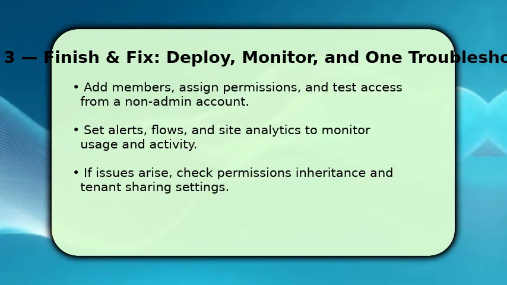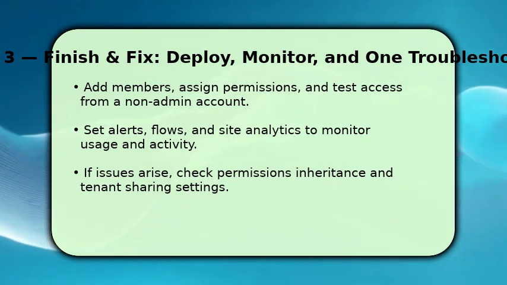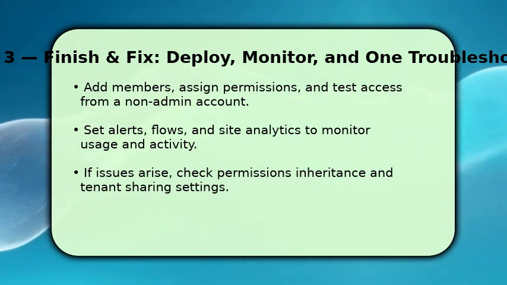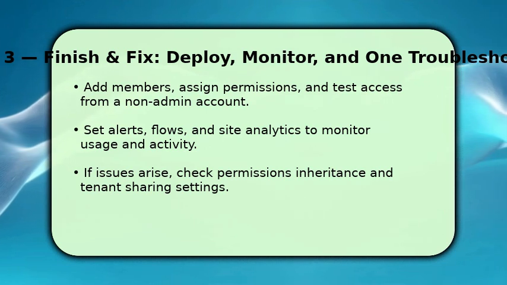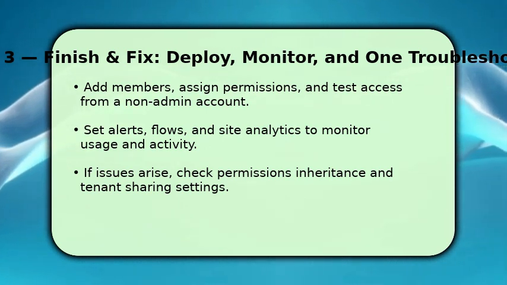Configure alerts, Power Automate flows, and site analytics so you can monitor activity and adjust as needed. Make sure search indexing runs and navigation works on mobile. If something fails, check permission inheritance, group membership, and tenant-level sharing settings first. These are the usual culprits. If problems persist, clear browser cache or try another browser before escalating to your tenant admin.